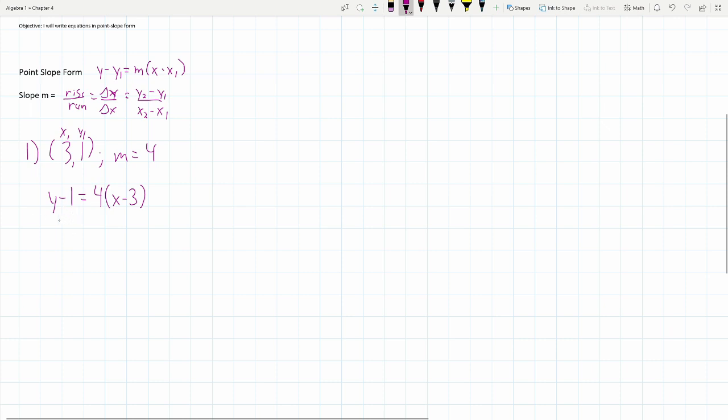If you wanted to get y by itself, we'd simply add 1 to both sides, and so we'd get y equals 4(x minus 3) plus 1. You might want to take it farther if you're trying to get this into slope-intercept form. You would actually distribute that 4, and you get y equals 4x minus 12 plus 1, and y equals 4x minus 11.